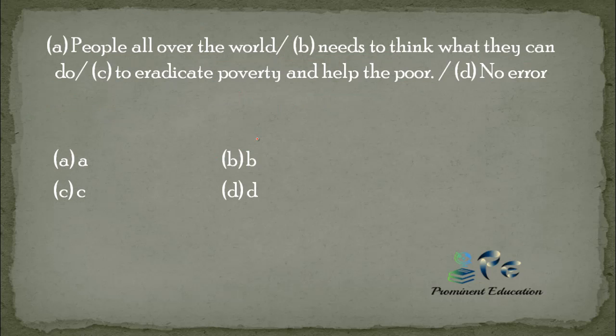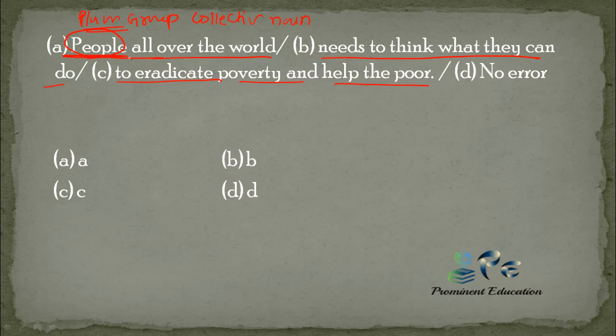Now moving on to our next question. People all over the world needs to think what they can do to eradicate poverty and help the poor. Now try to locate the subject of the statement. People here is the subject, which is a group of people, and it is an example of a group collective noun, which is always plural. So the subject of the statement is plural, which needs a plural helping verb.